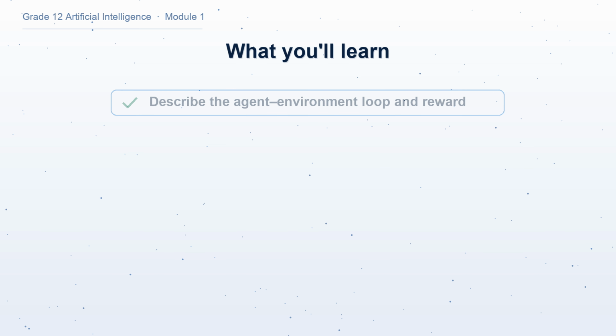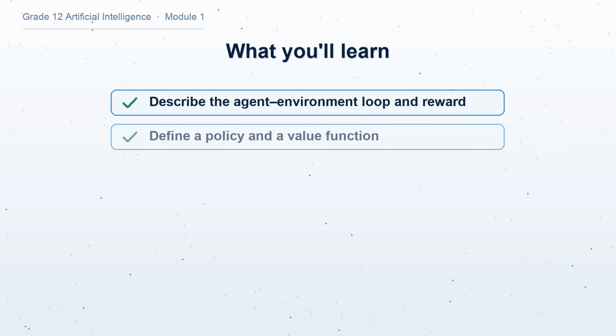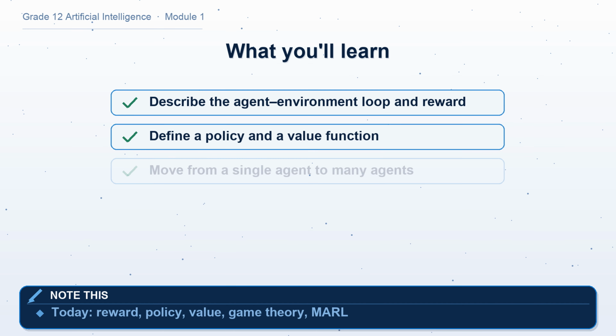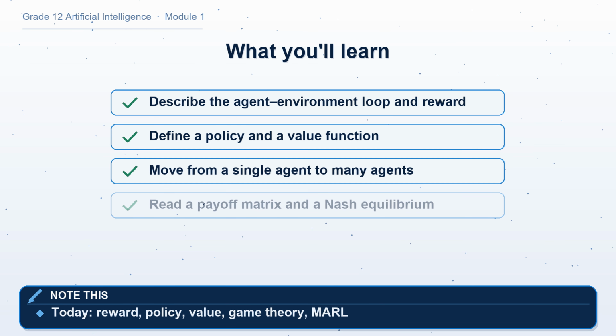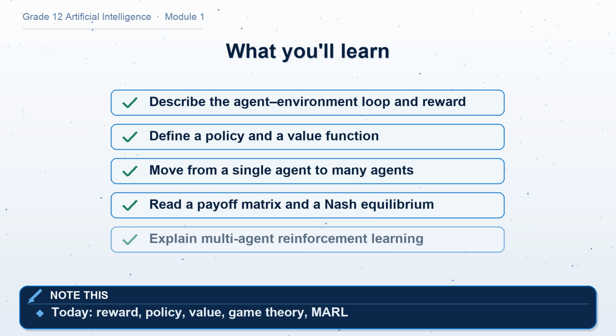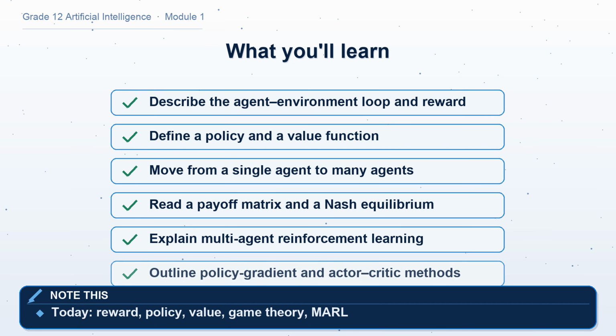Here is our plan for the lesson. We'll begin with how a single agent learns from reward and define what we mean by a policy and a value. Then we move from one agent to many and borrow some ideas from game theory, including the Nash equilibrium. We'll see how reinforcement learning extends to many agents and meet policy gradient and actor-critic methods before naming the hard problems that make all of this difficult.